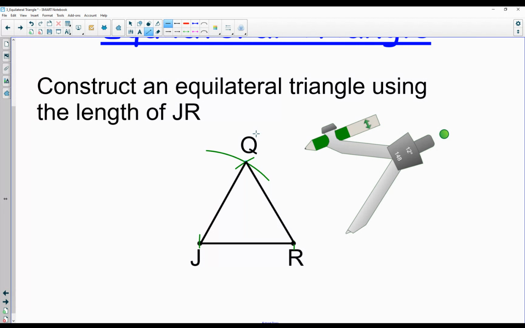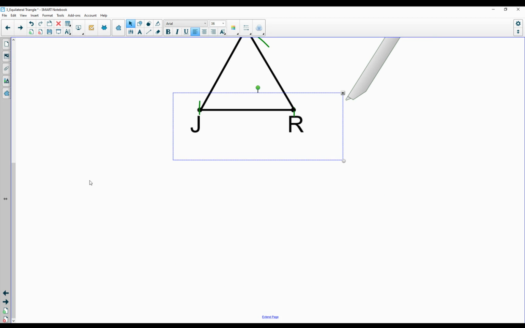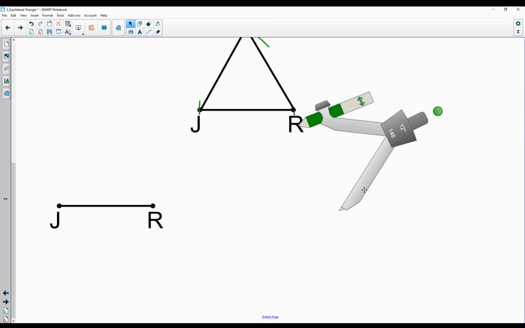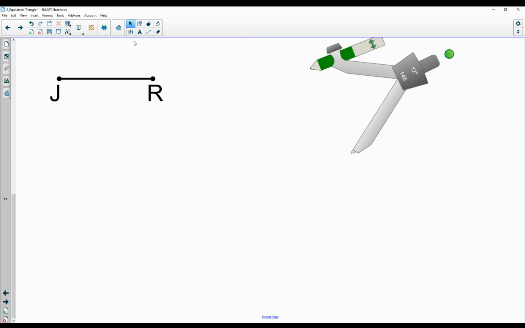Now, in some cases, it may say that it wants you to construct the equilateral triangle, but it doesn't want you to use the segment length actually on JR. So if that's the case, if you have to construct the equilateral triangle off the segment, do that down here. So here's my segment, and I need to now construct the equilateral triangle, so this image down here. In order to do that, we're going to follow similar steps to copying a segment.